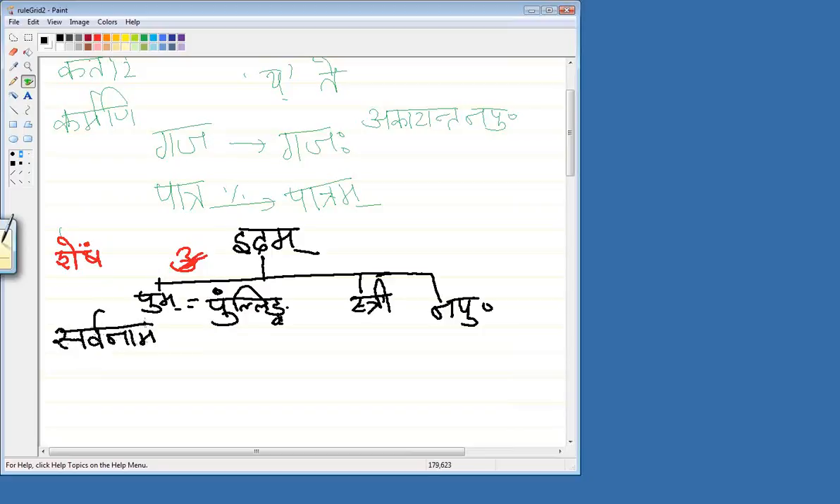Actually, it's a technical word in Panini's world, okay? He just says sarvadi sarvanama. Starting with this, I'm giving you a whole list. These are all called sarvanama. But I'm saying the word is meaningful. It is the name for everything.